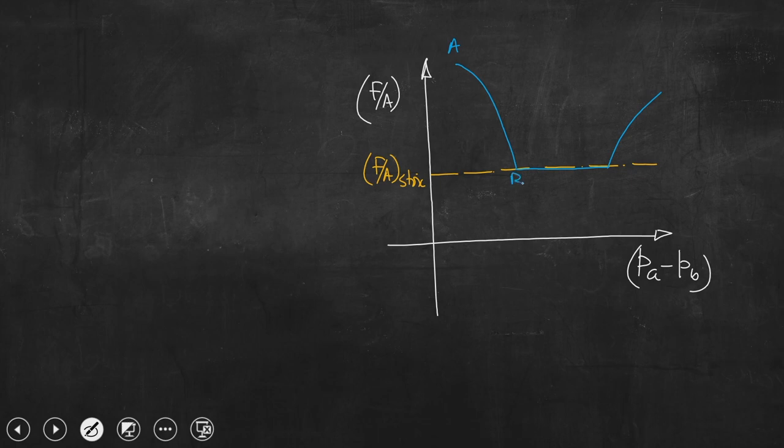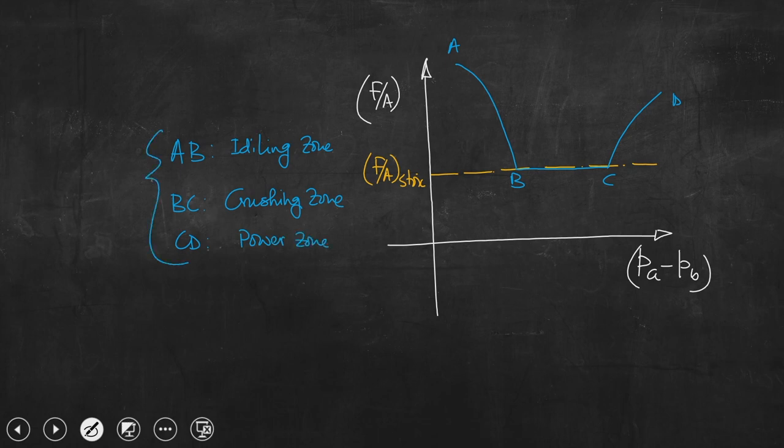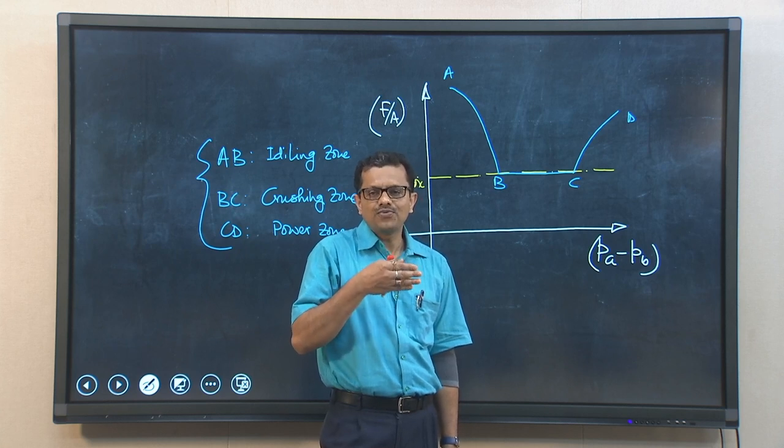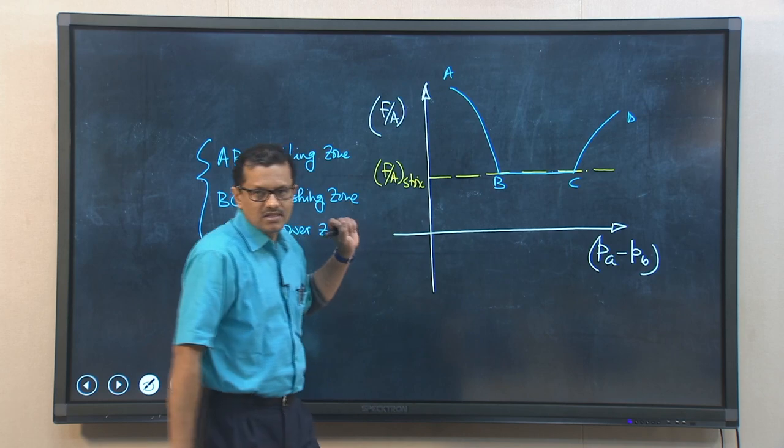we can see these are the three different regimes. So, this is A, this is B, this is C, this is D. And we had seen in the last class, this A B regime is the idling zone, B C is the cruising zone, and C D is the power zone. So, these three distinct regimes we could identify, and the required fuel air ratio for these three different regimes we can see from this plot.